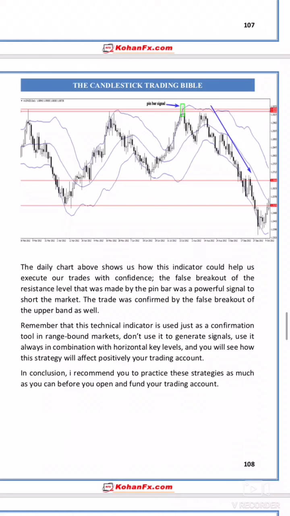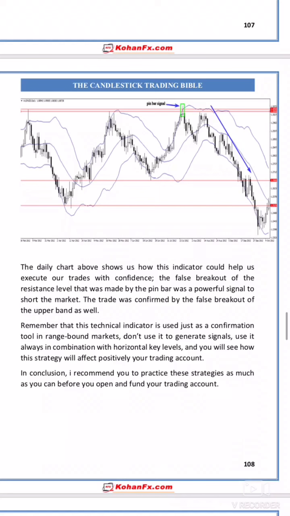Remember that this technical indicator is used just as a confirmation tool in range-bound markets. Don't use it to generate signals. Use it always in combination with horizontal key levels, and you will see how this strategy will affect positively your trading account.